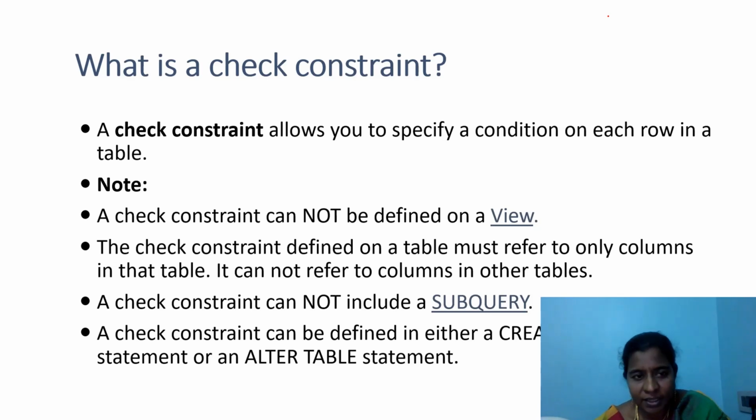And next one is check constraint. A check constraint allows you to specify a condition on each row in a table. Note, a check constraint cannot be defined on a view, and a check constraint defined on a table must refer to only columns in that table. It cannot refer to columns in another table. A check constraint cannot include a subquery. And a check constraint can be defined in either a create table statement or in an alter table statement.